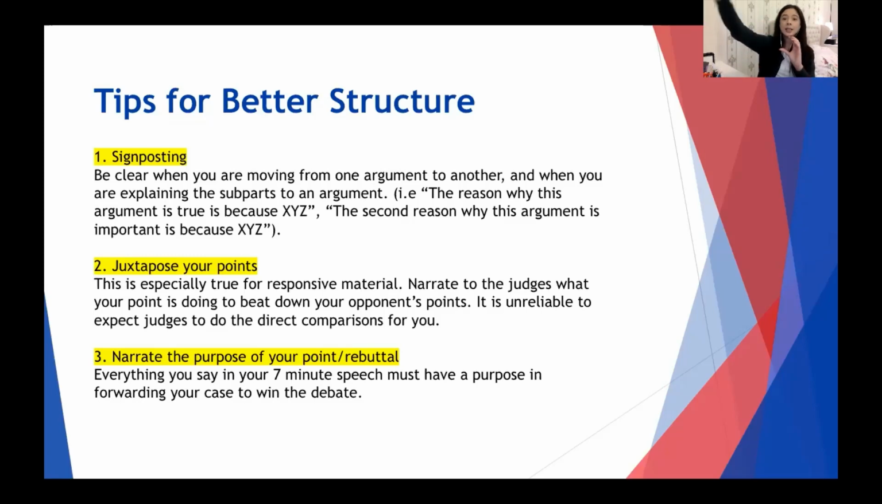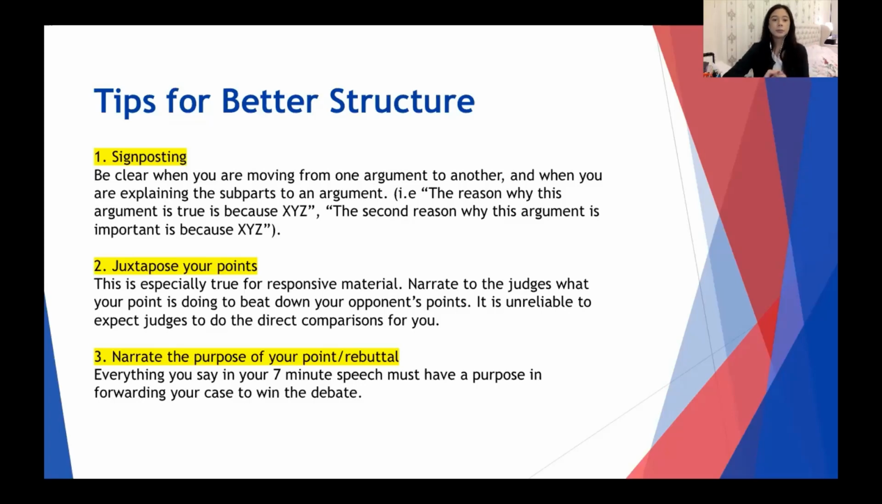So you're directly showing the judges the arrow between your responsive material and the argument that you are specifically responding to. Because in absence of this, I feel like if you don't juxtapose your points, judges will feel like, okay, this is a good rebuttal, but they can't truly grasp the magnitude of this rebuttal because they don't know extensively what this rebuttal is responding to. So don't rely on the judges, right? Do it for the judges. So the judges have no excuse but to realize that the purpose of this rebuttal is to do X, Y, and Z.